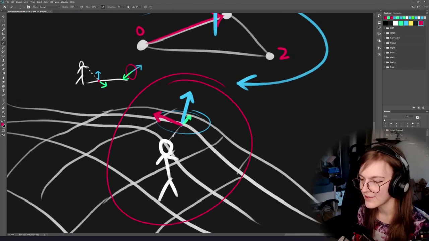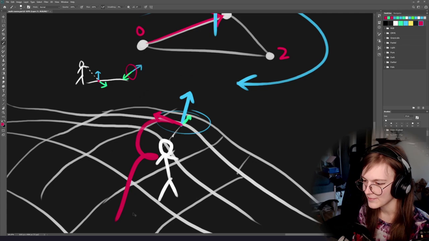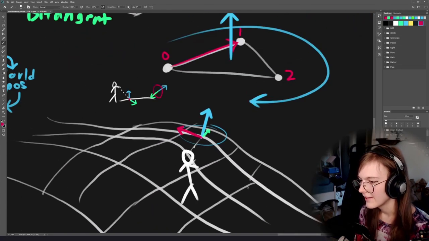Okay, anyway, I was going to do this in Unity, but it takes a while to set up a terrain that's useful enough.